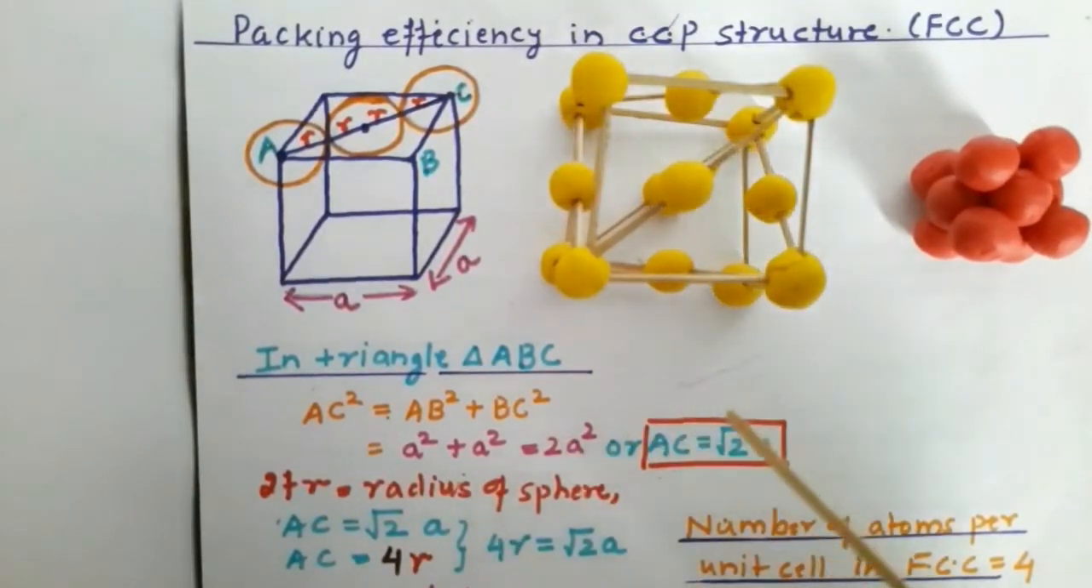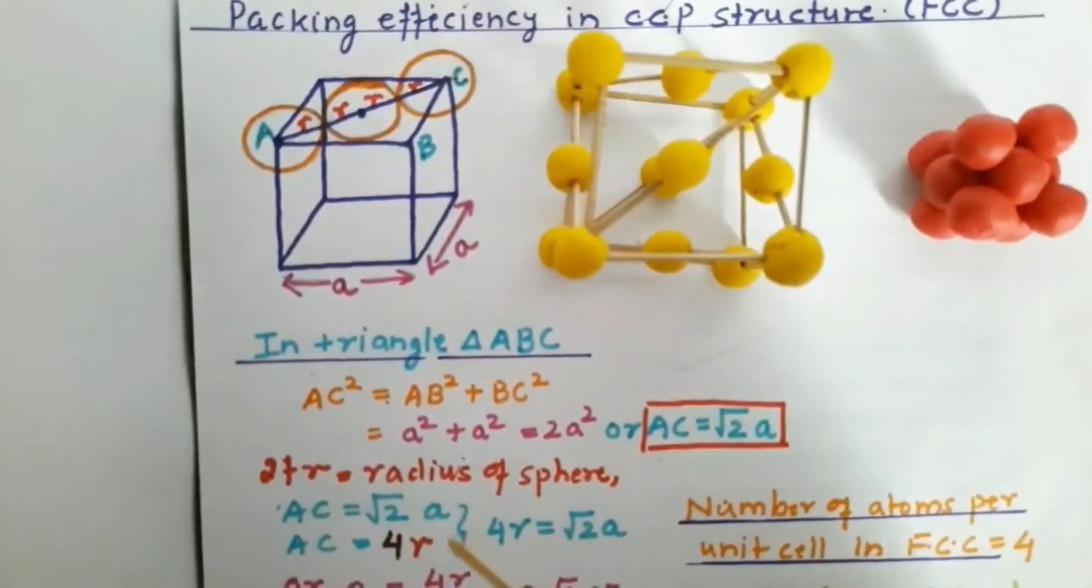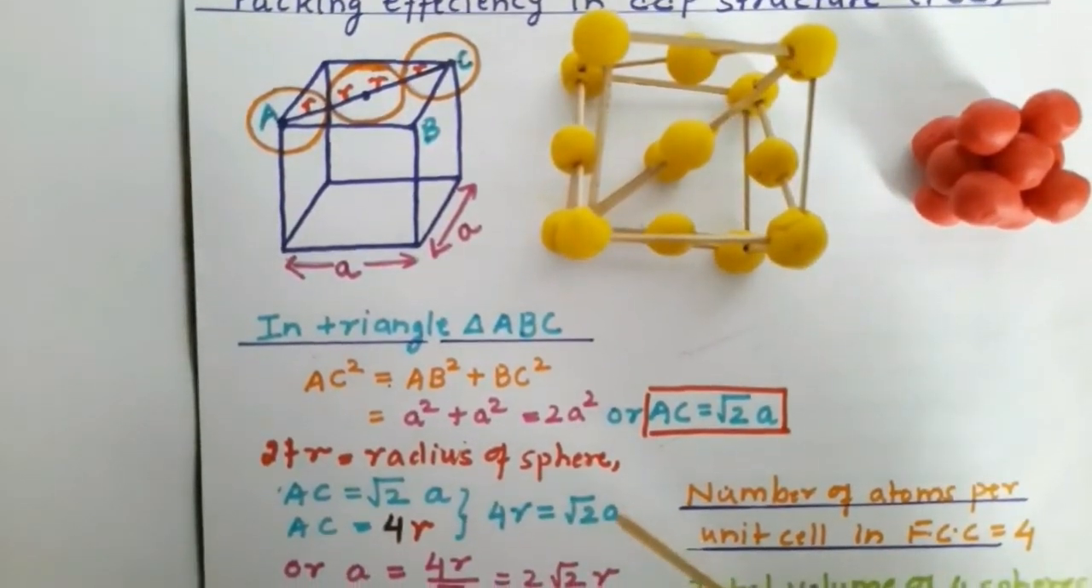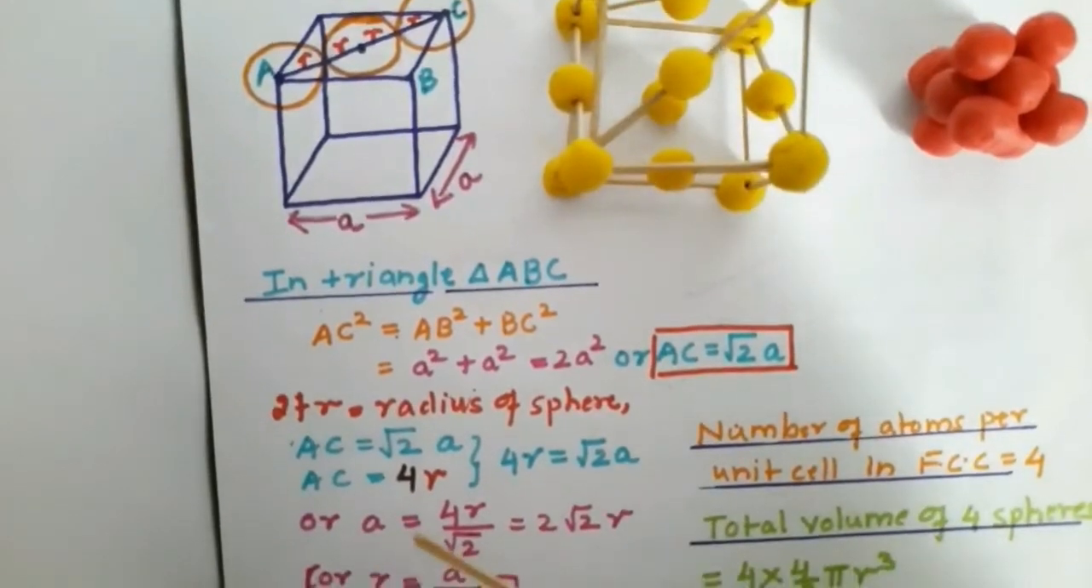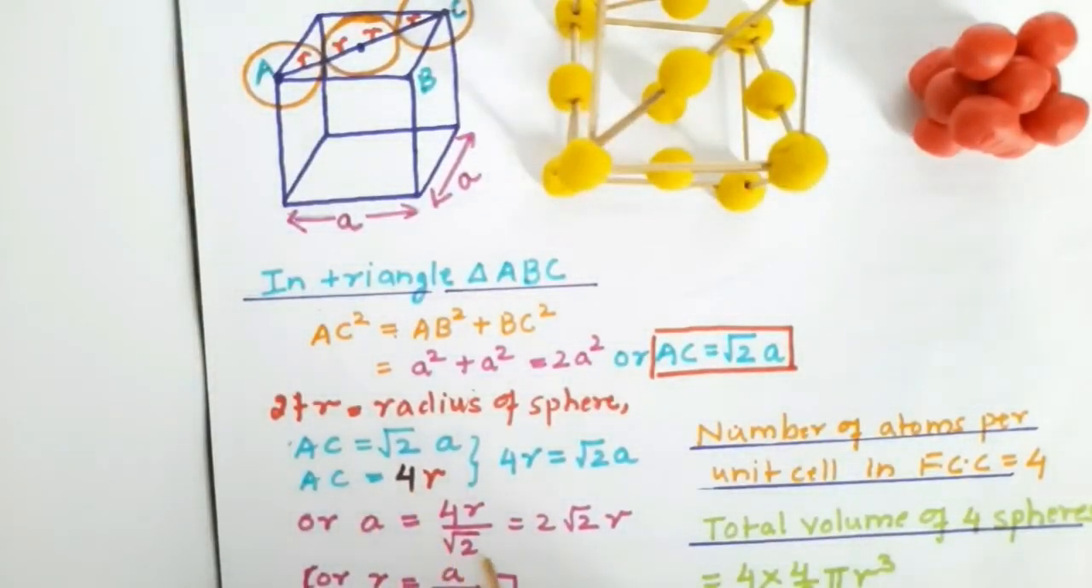We have calculated AC is equal to root 2 A, and AC is equal to 4R. So equating these two, 4R will be equal to root 2 A, or A will be equal to 4R divided by root 2, or this will be equal to 2 root 2 R.